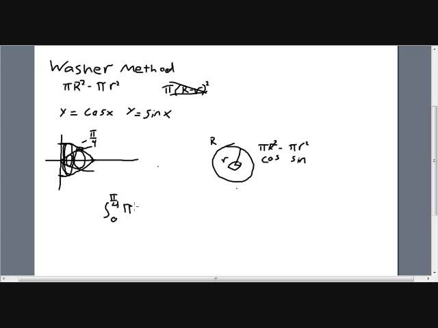The final step in setting up and solving the integral is putting all these pieces of information together. The final integral, the volume of the solid, is the integral from 0 to pi over 4 of pi times (cosine x squared minus sine x squared) times dx. Now, this one is relatively simple to solve analytically.